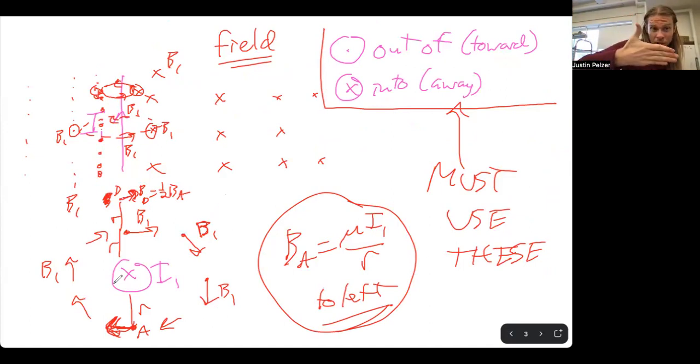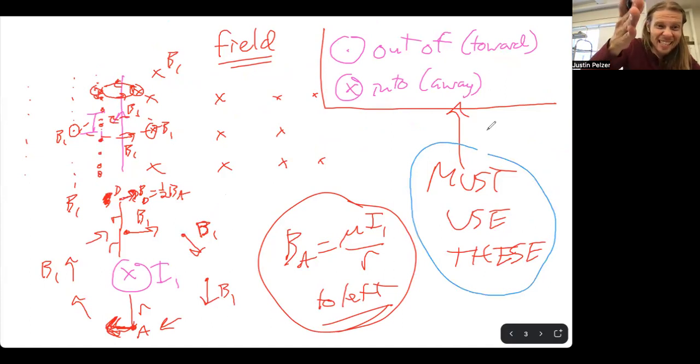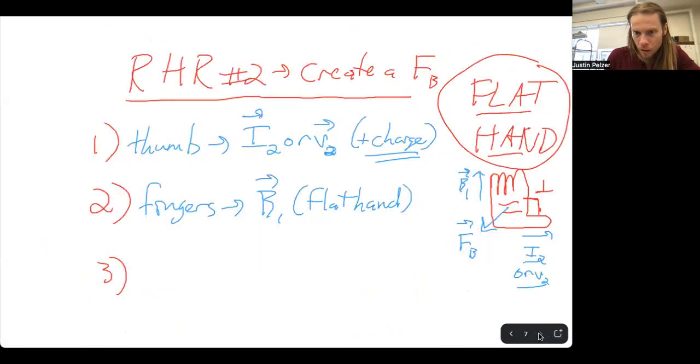Flat hand, and your fingers will point in an exact direction of, is it an X? Is it a dot? That's why you must use these. It has to be precise. Into, out of, left, right. No fancy approximating, flat hand, straight, exact. And then your palm points in the direction of the magnetic field.